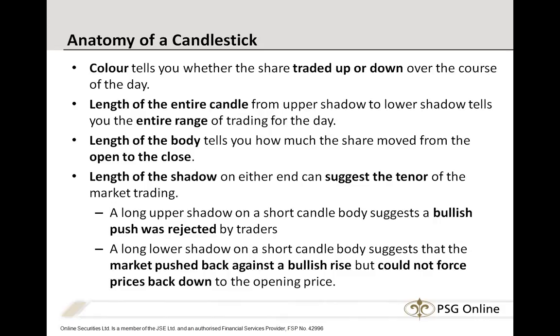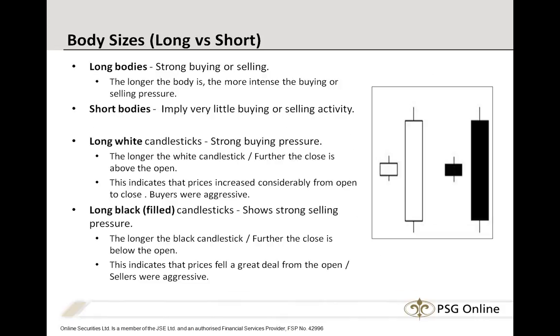The length of the shadow, when we talk about the upper shadow and lower shadow, also suggests the tenor, the mood in the market. A long upper shadow on a short candle body, we're talking about short candles just now, suggests that a bullish push was rejected by the traders. So obviously the sellers won in that little race. And vice versa. A long lower shadow on a short body suggests that the market pushed the price against the bullish rise, but could not force the price back. Okay. I think it's just easier to look at when you look at it visually.